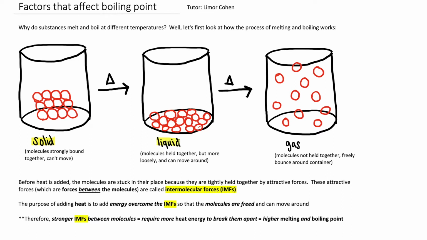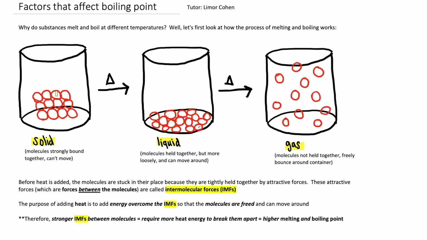Liquids involve molecules that are still held together, but they're not held together as strongly, so they can move around more freely. Gases involve molecules that are not held together at all, so they're free to bounce around and move wherever they want. So we need to keep in mind that if we don't put any heat energy into the system, our substance is a solid, since the molecules are rigidly held together by attractive forces. These attractive forces are called IMFs, which is short for intermolecular forces.